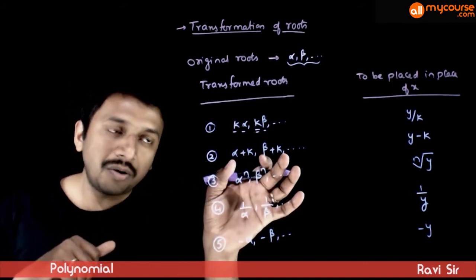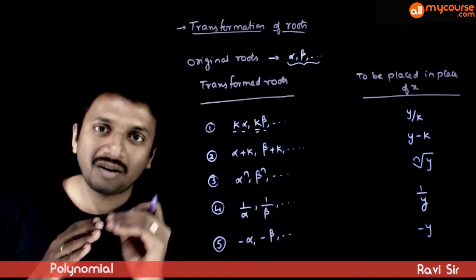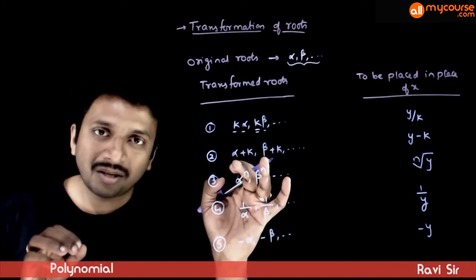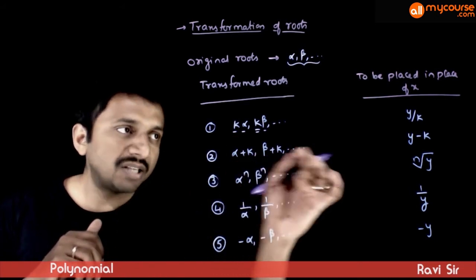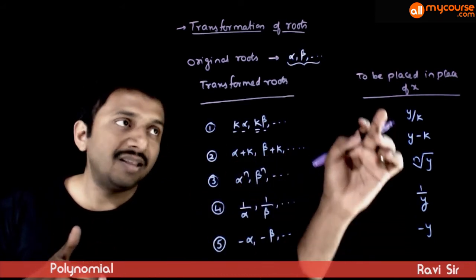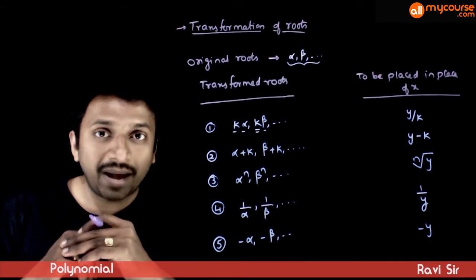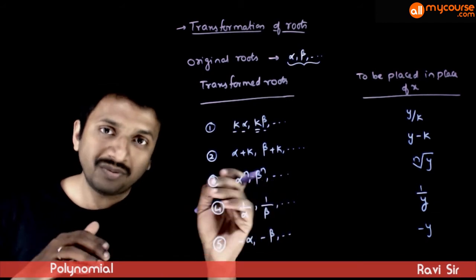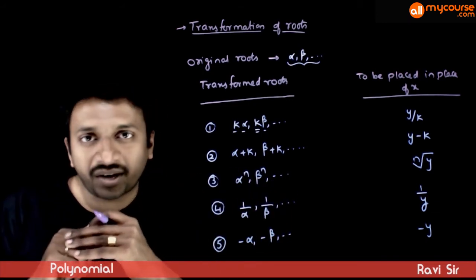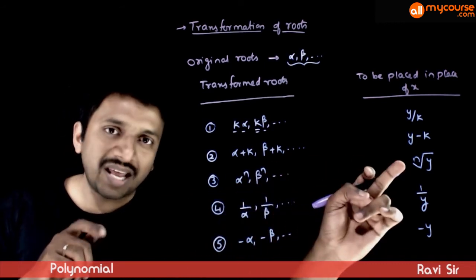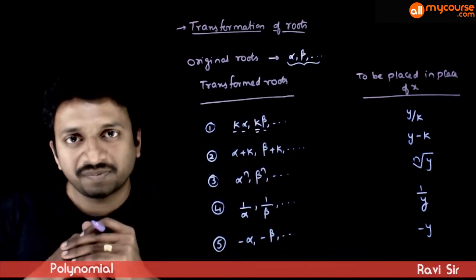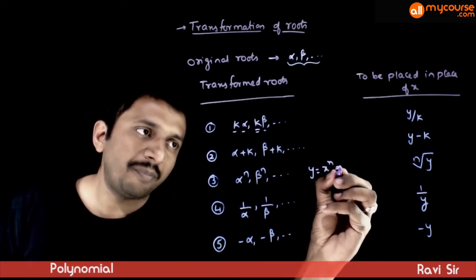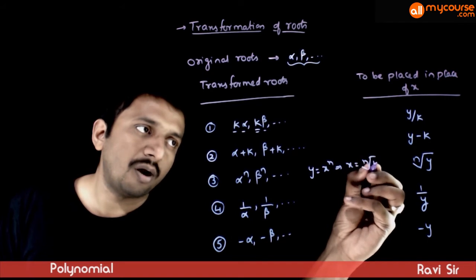Next, when you want to add a certain number to all the roots, if you want to increase the magnitude of all the roots by a number k, you have to substitute y minus k in the place of x. Next, if you want to raise all the roots to some power n, you have to substitute nth root of y in the place of x, because y is equal to x power n implies x is equal to nth root of y.